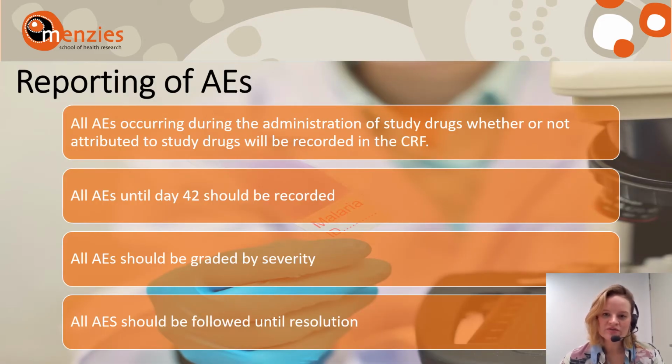To report adverse events, all AEs occurring during the administration of study drugs, whether or not attributed to the study drug, will be recorded in the case record form, or CRF. All AEs until day 42 should be recorded. All AEs should be followed until resolution. And all AEs will be graded by severity. We will look at the severity grading now.